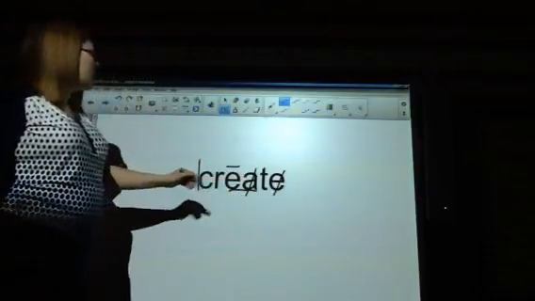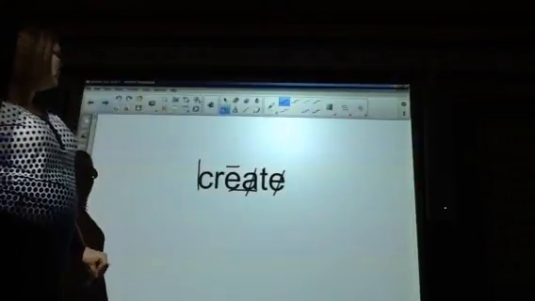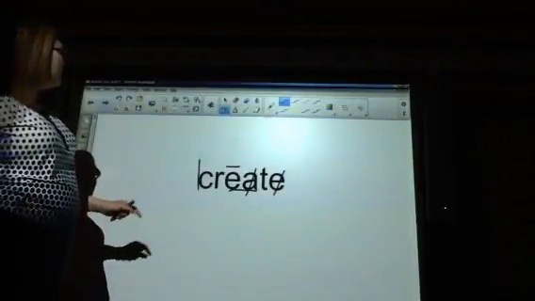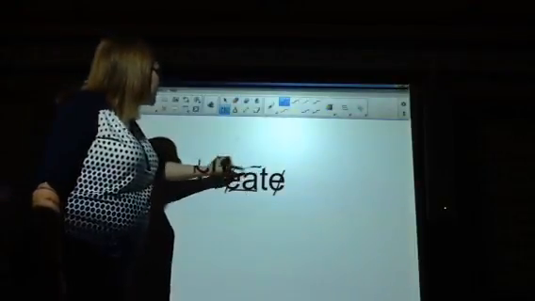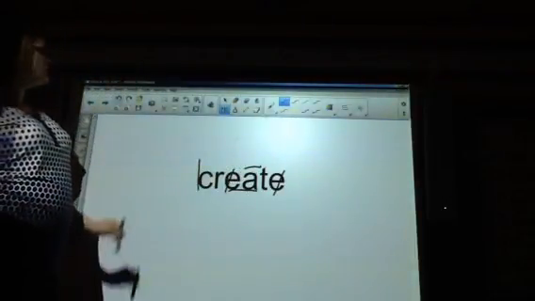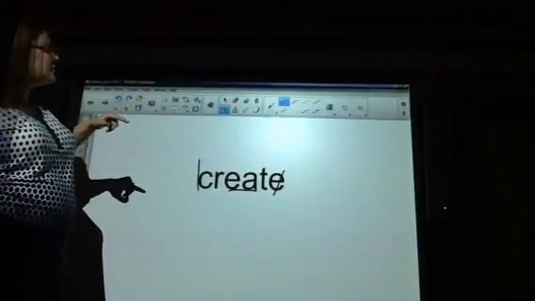So, create. No. Put a macron above the A, and cross out the E. Create. So if I do crate. No. Just underline it. No. Don't underline it at all.